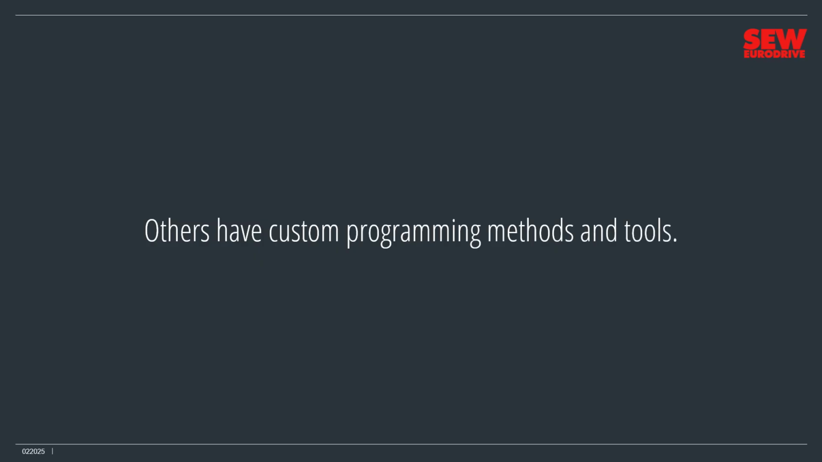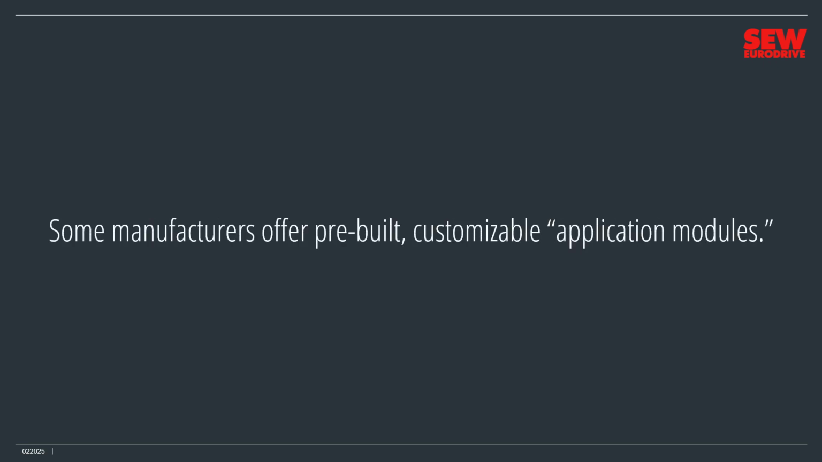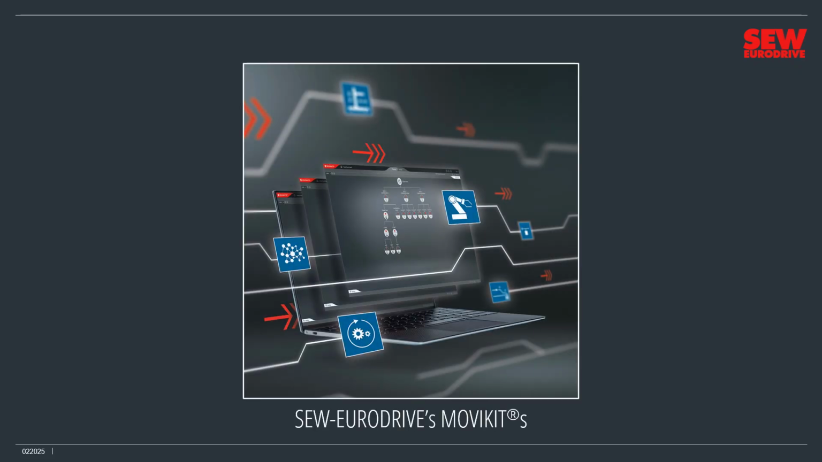A third choice is becoming increasingly popular in industry. Some manufacturers offer pre-built, customizable application modules. These allow non-programmers to incorporate automation code into their controllers just by answering a few questions and setting essential parameters. SEW Eurodrive's Movi-C product line includes numerous application modules which go by the name Movi Kits. These implement automation tasks for speed control, positioning, complex motion, synchronized operations, and robotics.